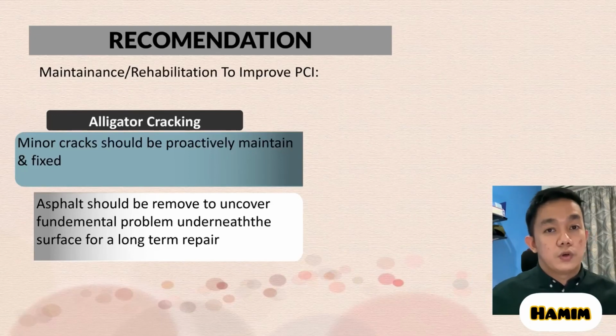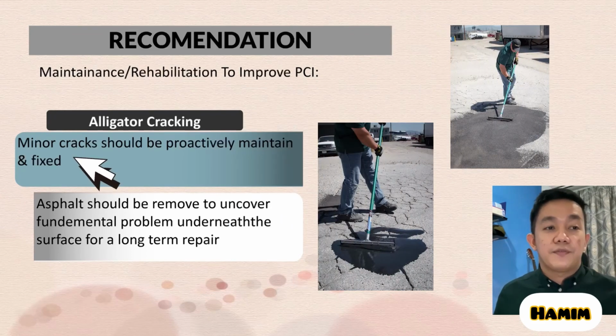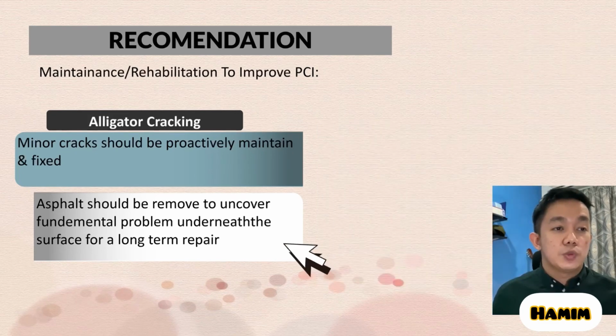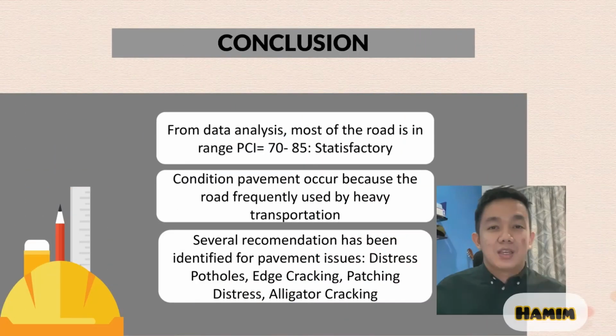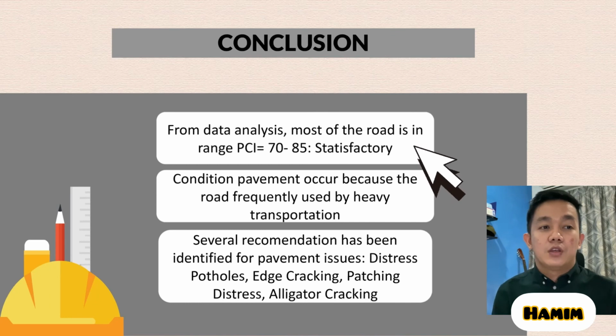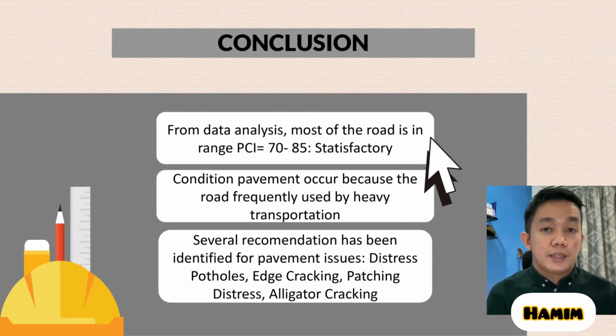The last recommendation is about alligator cracking. Minor cracks should be proactively maintained and fixed. And the second one is the asphalt should be removed to uncover the fundamental problem underneath the surface for a long-term repair. The conclusion: from data analysis, the road is in the range of PCI 75 to 85.